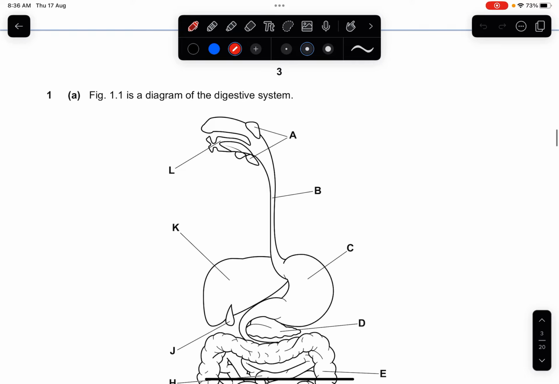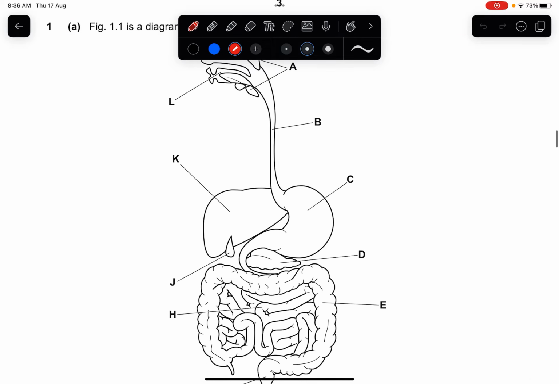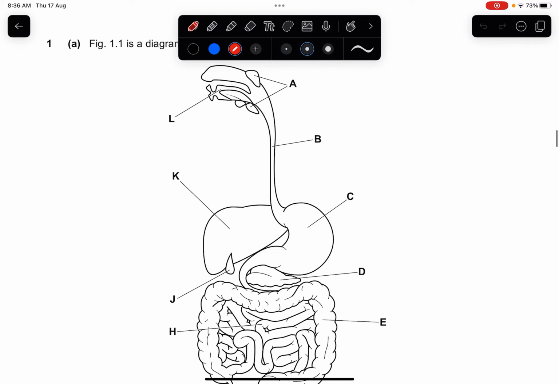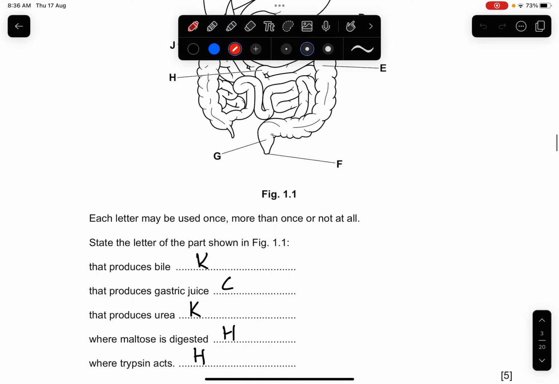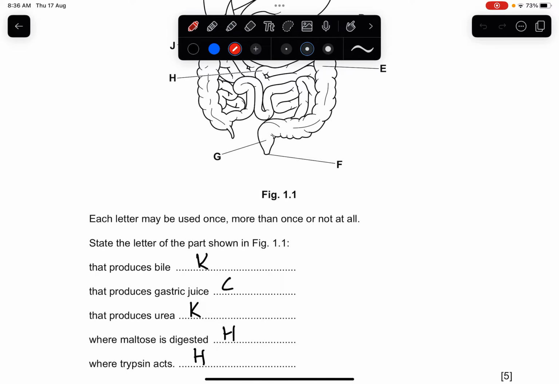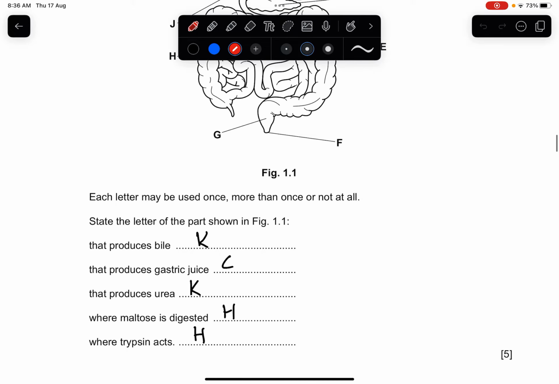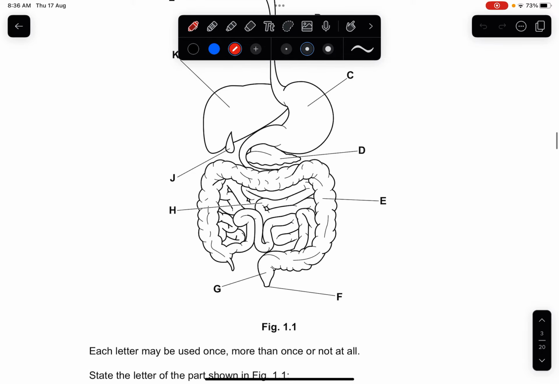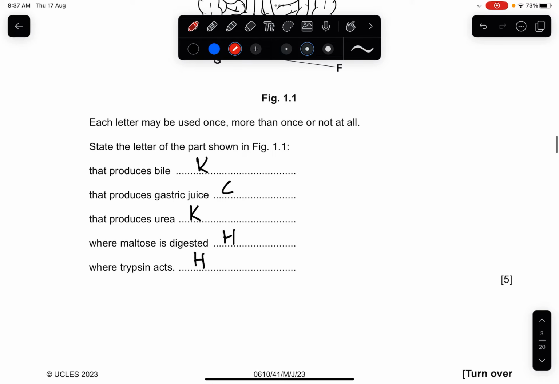Question 1a. Figure 1.1 is a diagram of a digestive system. So they just give you the entire alimentary canal, which is located in chapter 7. Each letter may be used once, more than once, or not at all. State the letter of the part shown in Figure 1.1. So you need to find which organ actually produces bile, which is the liver, which is K. Okay, so the answer is K.